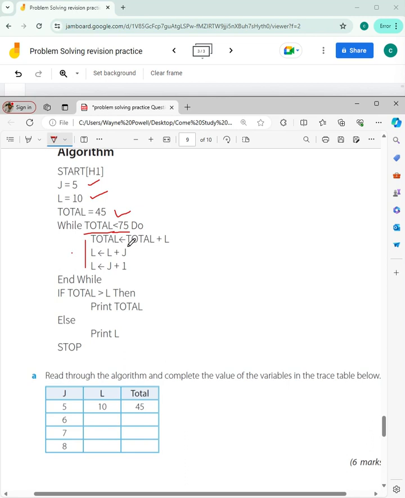Total plus L. So what is total in this example? Total was 45, so we're going to add 10 to 45. So 10 plus 45 would give us 55.